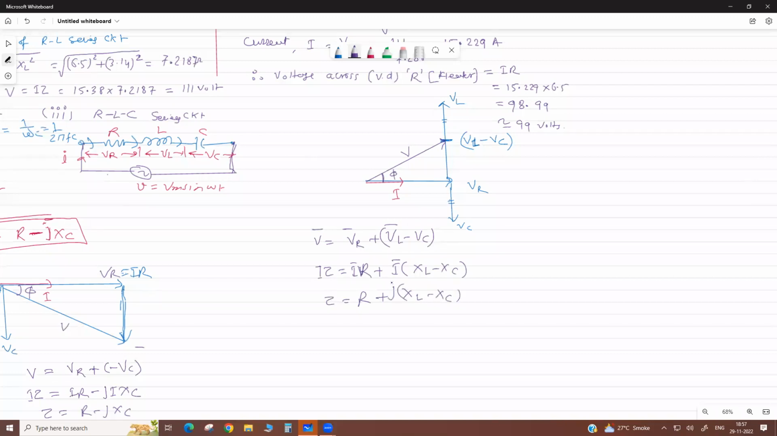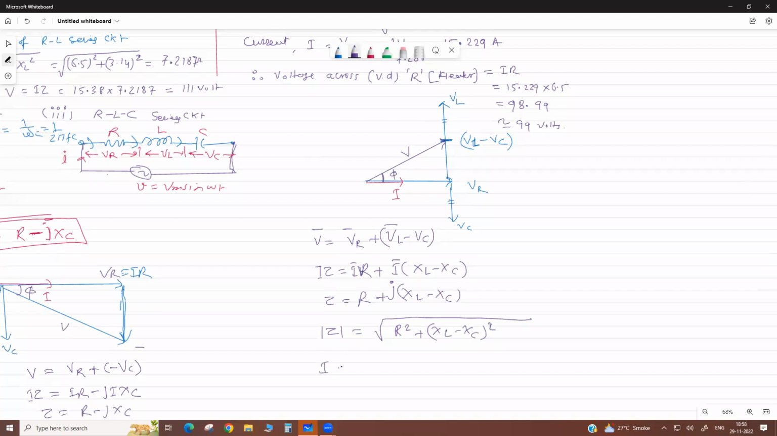XL minus XC. In rectangular form we can write it with j, and the magnitude of impedance Z is the square root of R square plus (XL minus XC) whole square. Okay, this is the impedance.